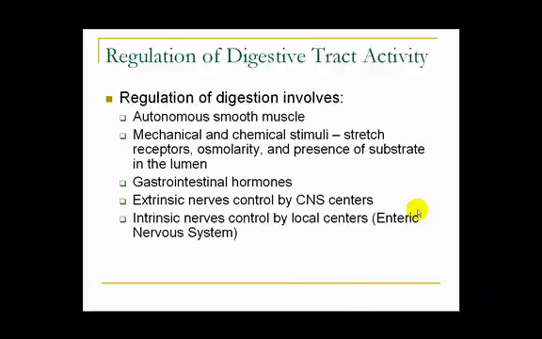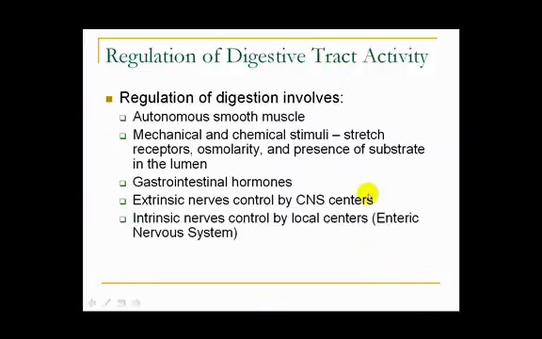So there's a few things that regulate those two processes. And I'll list them here and then we'll go into detail about them throughout our lecture. So one is autonomous smooth muscle. Remember when we learned about smooth muscle, it had those pacemaker cells that are able to spontaneously depolarize and initiate contraction. So smooth muscle can contract without extrinsic controls of the nervous system. Or it can contract with extrinsic nerves controlled by the central nervous system.